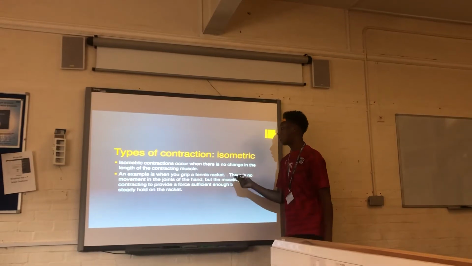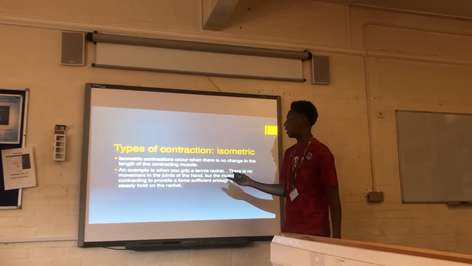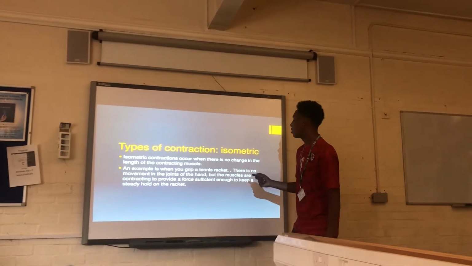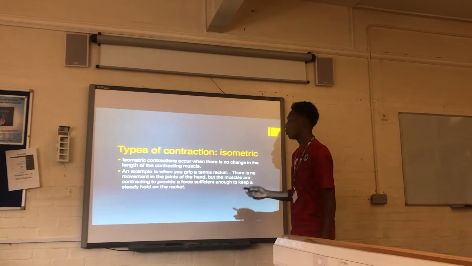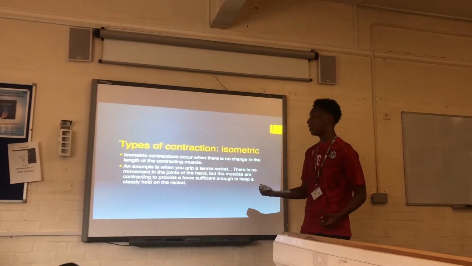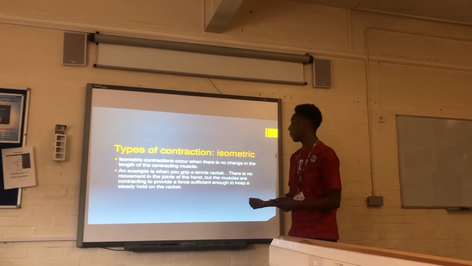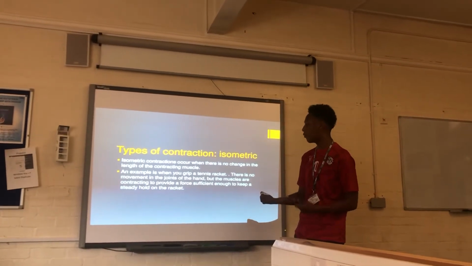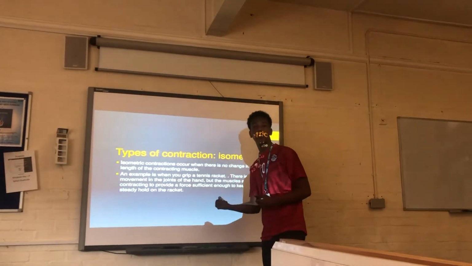Types of contraction. Isometric. Isometric contractions occur when there is no change in the length of the contracting muscle. An example is when you grip a tennis racket. When you grip a tennis racket, there is no movement in the joint of the hand, but the muscles are contracting to provide a force sufficient enough to keep a steady hold on the racket.